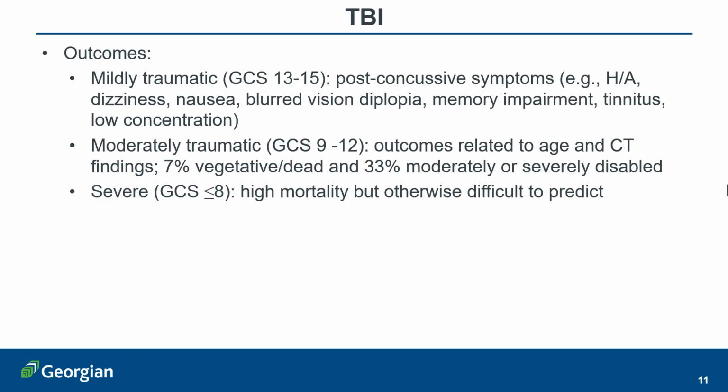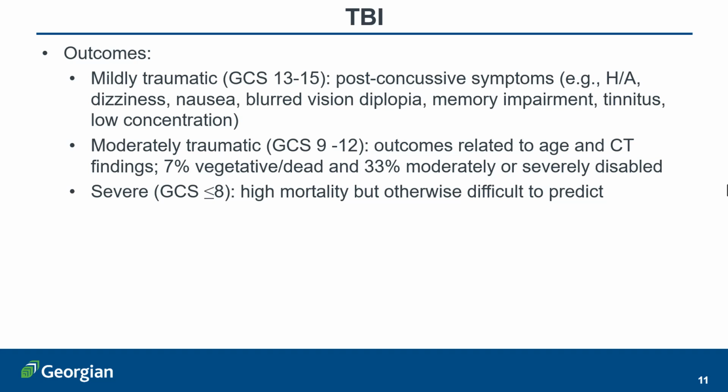We previously classified TBIs as mild, moderate, and severe. That's all based upon the GCS score. So mild TBIs have a GCS score of 13 to 15. And what would the outcomes be for a mild TBI? You have post-concussive symptoms: headaches, dizziness, nausea, blurred vision, diplopia, memory impairment, tinnitus, and low concentration. That doesn't really sound mild, but nevertheless, that is what we mean by a mild TBI. The clinical manifestations of even a mild TBI, you can see, are pretty significant.